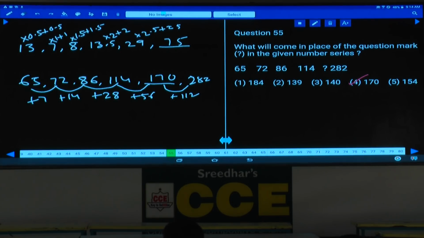Yes, any doubts in this paper? Any more doubts? Yes.